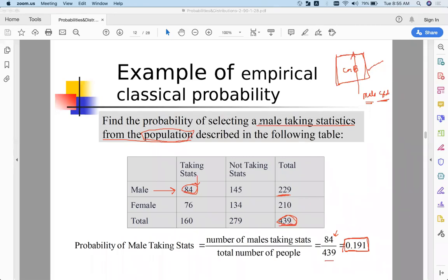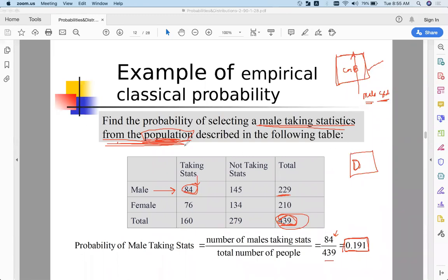So when the question is something like taking a male taking statistics from the population, whenever something like population comes, it is the total number of students. When the problem is selecting a male taking statistics only from male population, you go to a class, you already know that you have to select only males, right? That is already your very small subset. Then you have to divide by 229. Does that make sense? Yes. Okay. Any question or doubt on that?